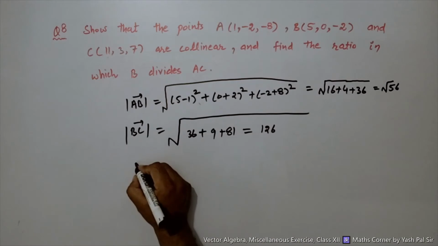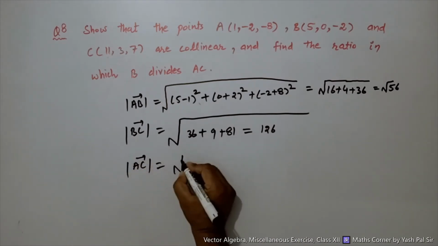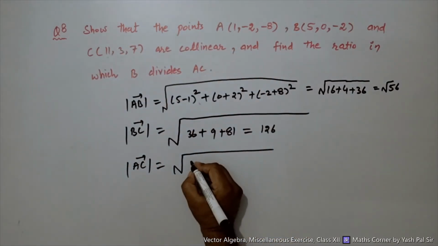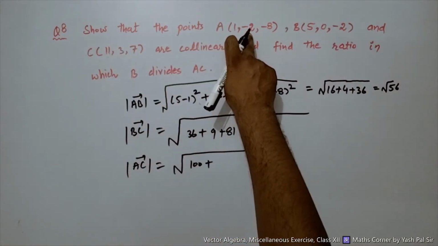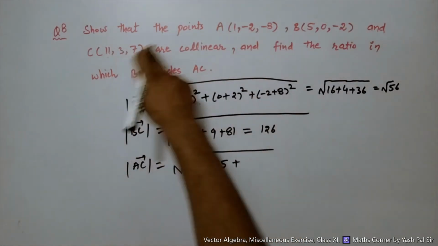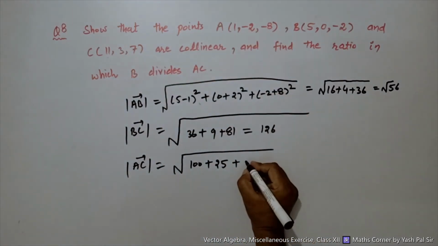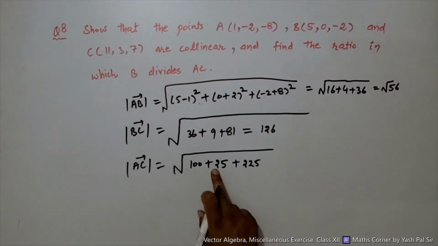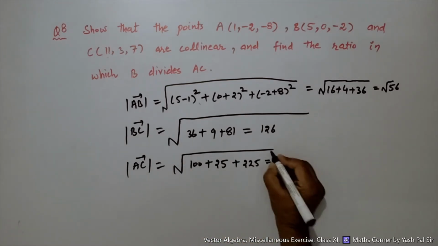Right? Similarly AC magnitude will be equal to square root of (11 minus 1) 10, 10 whole square is 100, plus (3 minus minus 2) 3 plus 2 is 5, 5 whole square is 25, plus (7 minus minus 8) 7 plus 8 is 15, 15 whole square is 225, this is equal to 250, 350.